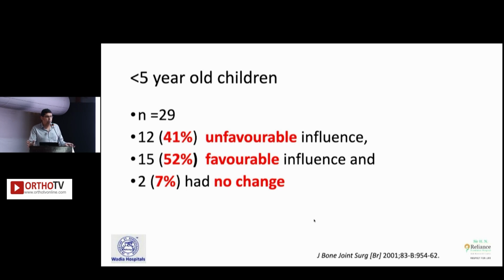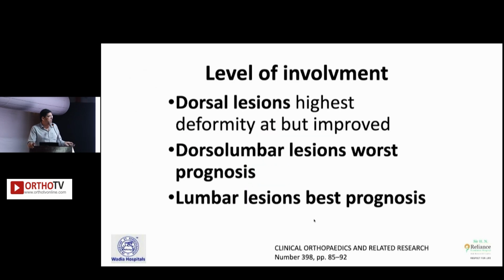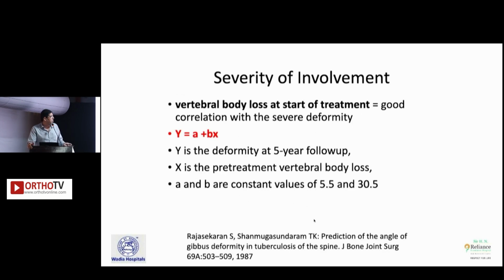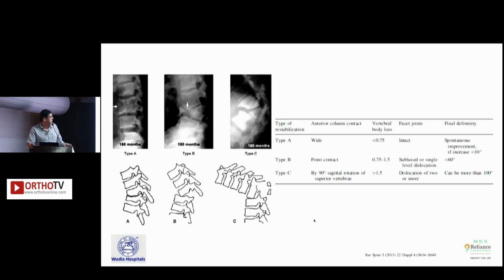50% still had a favorable outcome. So all patients don't need surgery. This was discussed earlier. It's like in Perthes, do all patients require a VDRO or no? Only few patients require treatment. Now the level of involvement, the dorsal tuberculosis is most common. Dorsal lumbar lesions are worst. And lumbar lesions usually have the best prognosis because they have bigger end plates. The severity of involvement depends on how many bodies are involved at the beginning, and there's a formula for this.